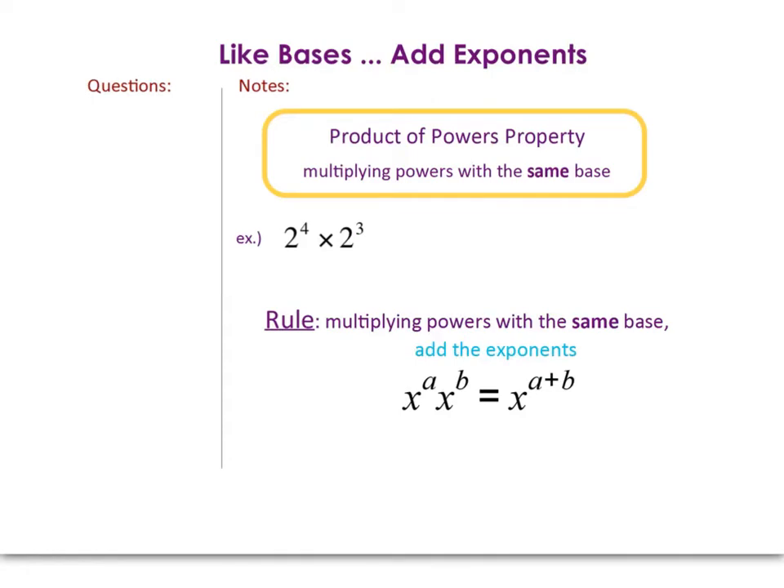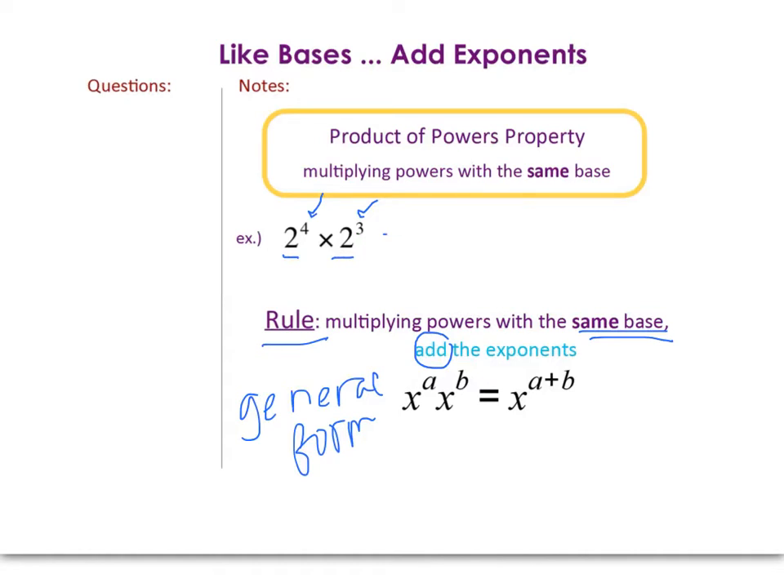It's called the product of powers property, and it's multiplying powers with the same base. What this means is I have the same base, 2, and each base has a different exponent. One has 4 and one has 3. So my rule is when I'm multiplying powers with the same base, I add the exponents. So this is the general form of the rule.